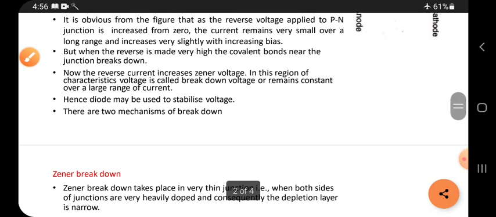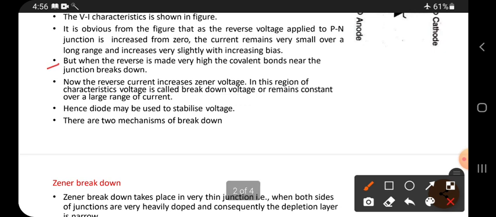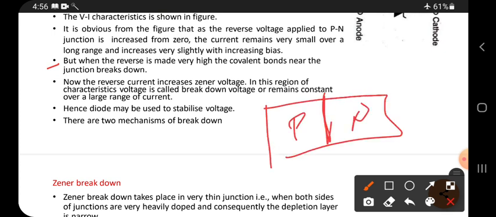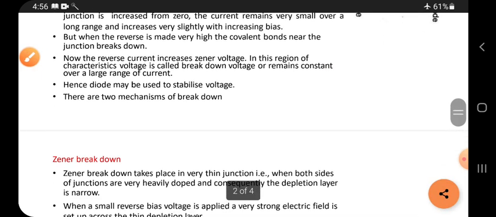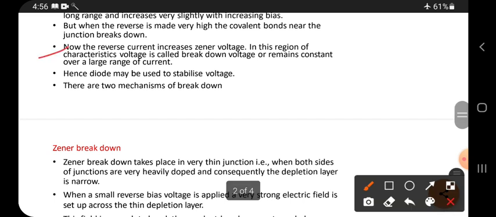But when the reverse voltage is made very high, covalent bonds near the junction break down. So how does a junction generally form? It is a p-type and n-type, and here the junction will form. So when reverse voltage is applied, the covalent bonds near the junction start breaking down. Now the reverse current increases. In this region of the characteristics, the voltage is called the Zener or breakdown voltage, and it remains constant over a long range of current.